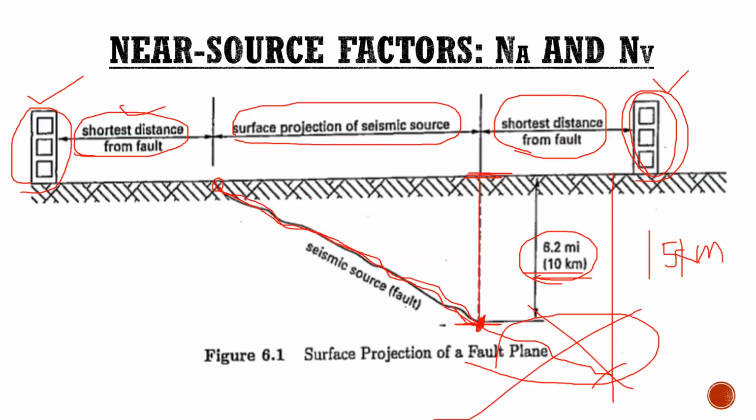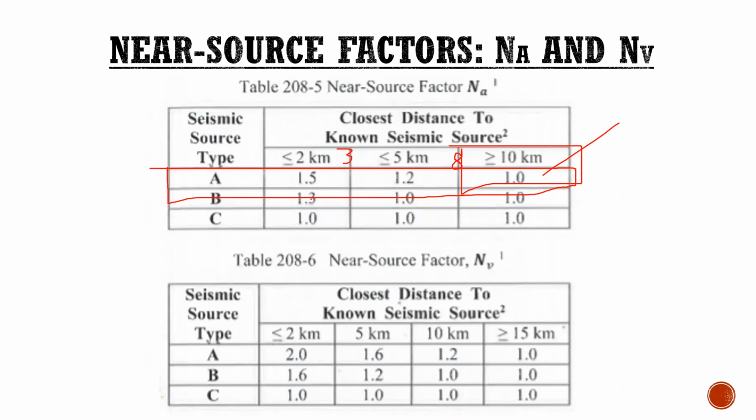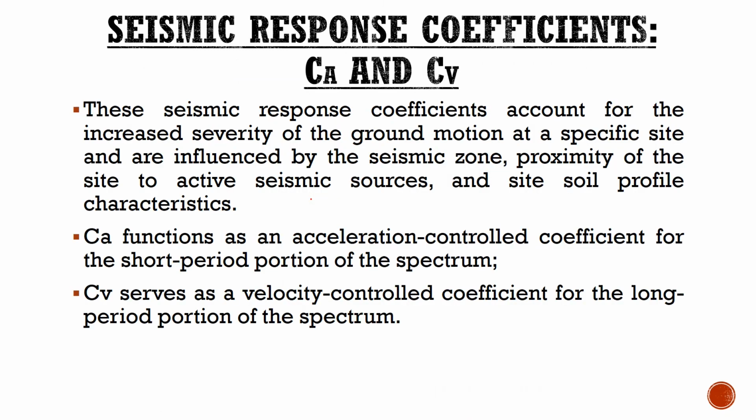So kung kanina guys, kung kanina ang NA o NV, ang maka-affect lang is ang distance and seismic source, kani murag nagandaghan considerations pag-abot sa CA o sa CV. Okay, nato dala si Z, nato dala tong distance again, proximity sa active fault, and naa na to soil profile. So, CA functions as an acceleration control coefficient for the shortest period portion of the spectrum, while CV serves as a velocity control coefficient for the long period portion of the spectrum.